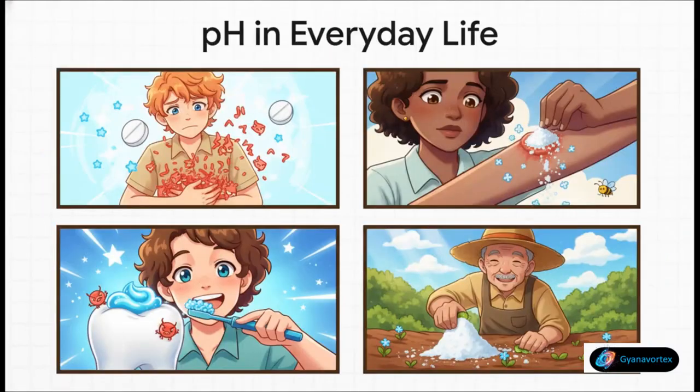And guess what the solution is? Neutralization. That indigestion is from way too much stomach acid. So what do you do? You take an antacid, which is just a mild base, to neutralize it. A bee sting injects you with formic acid, and putting a little baking soda, a base, on it can help soothe that burn. Your toothpaste is basic to fight the acids that cause cavities. Farmers use bases to fix acidic soil so their crops will grow. See, this chemistry is literally everywhere.